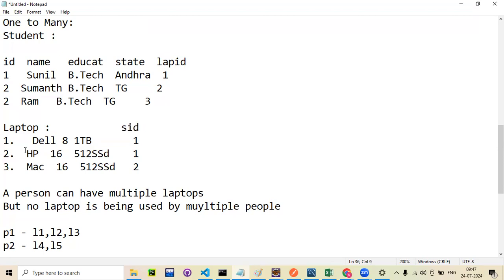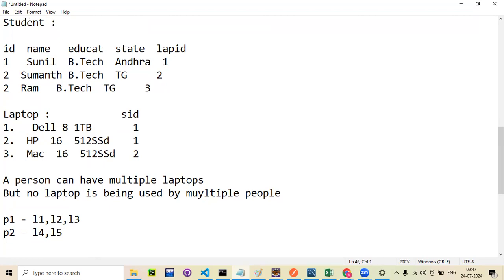So this is one to many. In one to many, no laptop is being used by multiple people, so you can happily add the student ID at the end. Now the last one, Sumant, many to many. Any idea what is many to many?